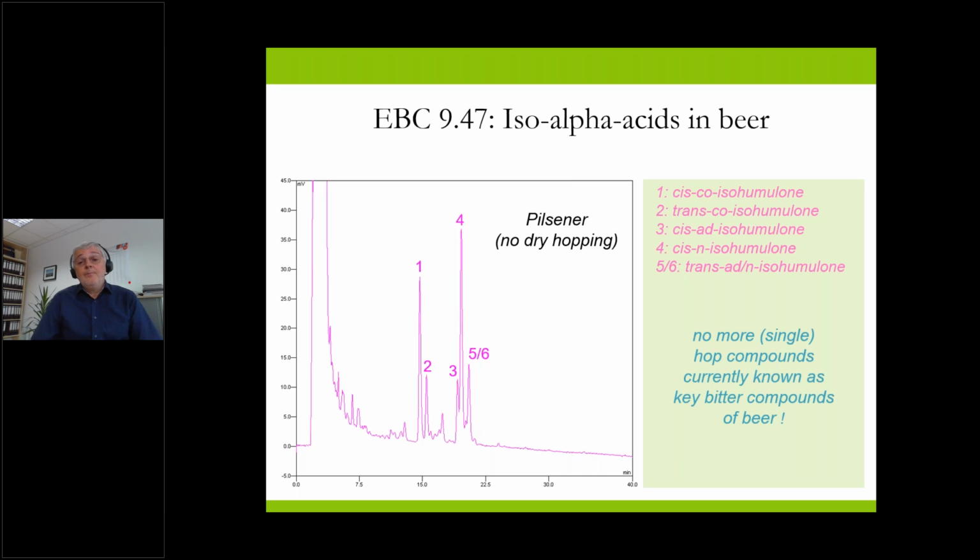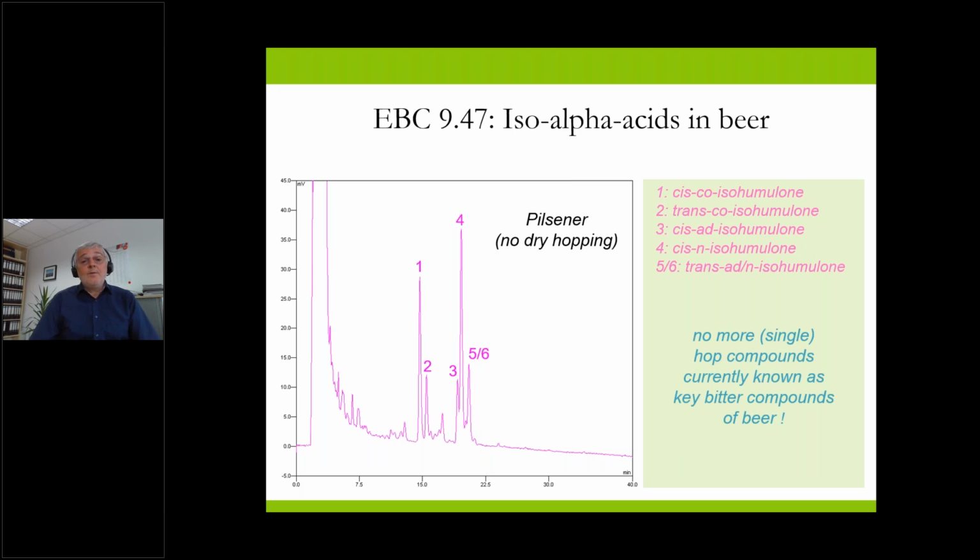I make the comment there is no single hop compound, because there is always the possibility that several minor components have additive effects and then are also contributing to a taste or aroma. But with regard to single compounds, the current knowledge is that we have no more. The exception are the beers with the reduced iso-alpha acids, but then you see the reduced iso-alpha acids in addition or instead of the iso-alpha acids.